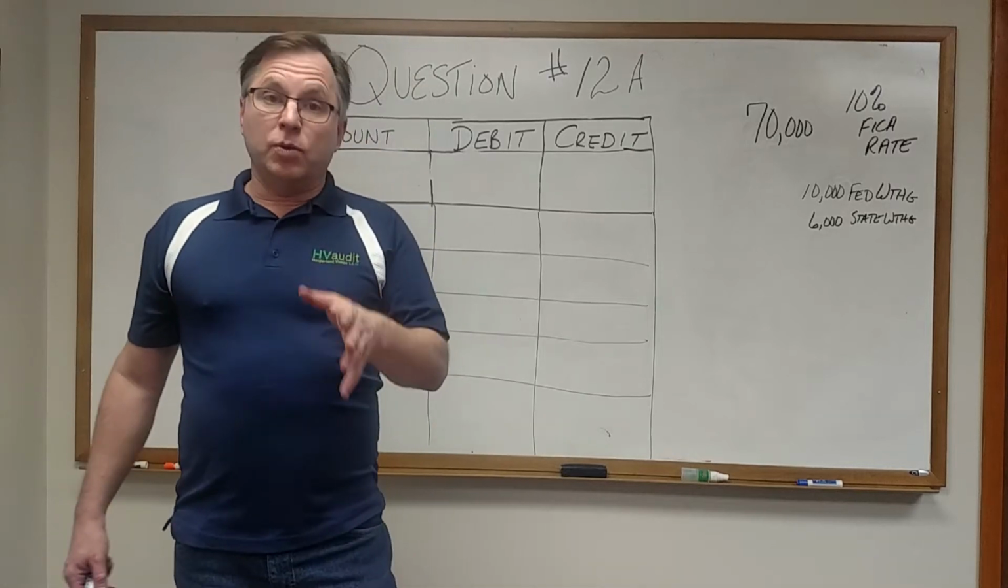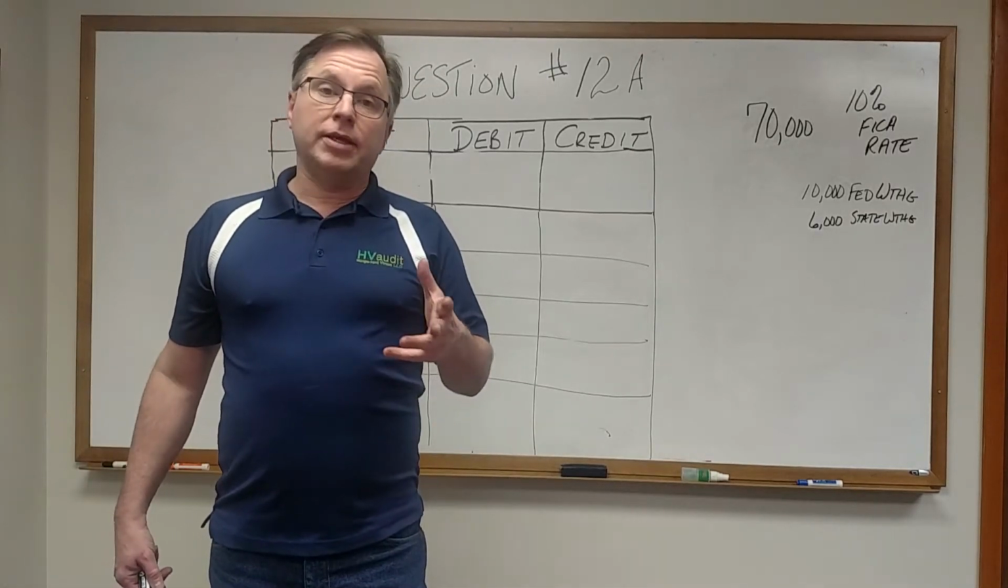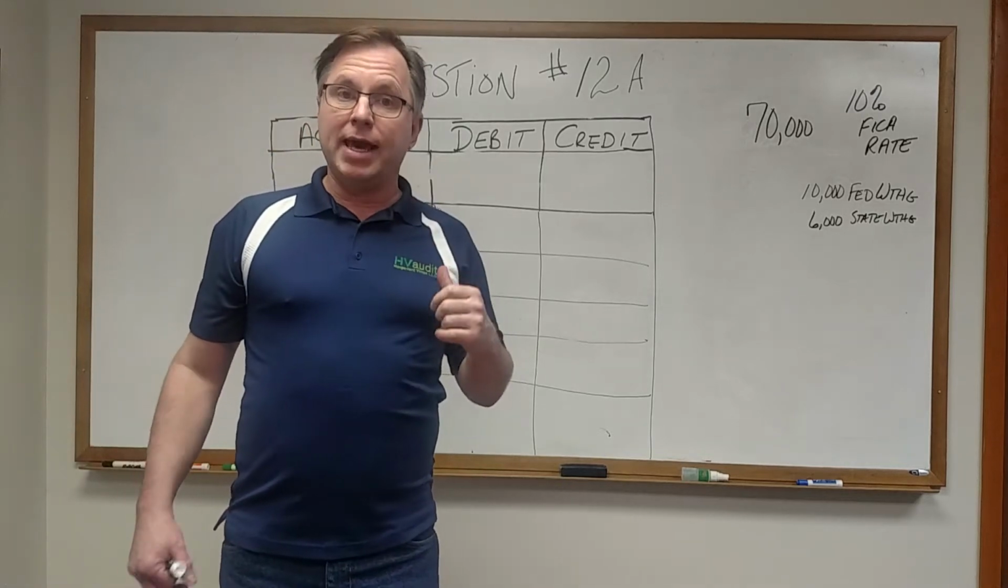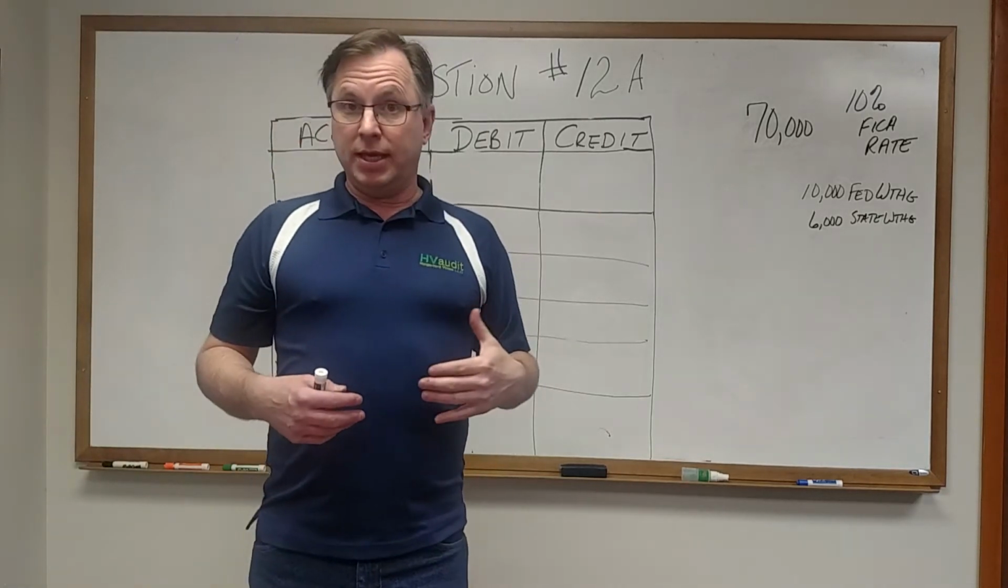The answer for number 12 on the final accounting prep exam. Number 12 we're going to split up into two parts. This is 12A, the part where we pay employees.